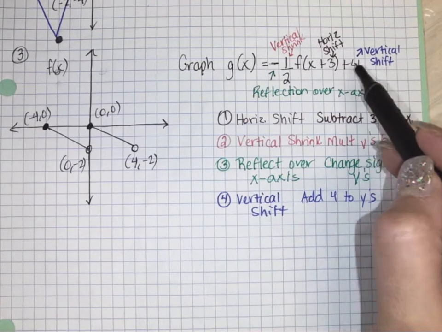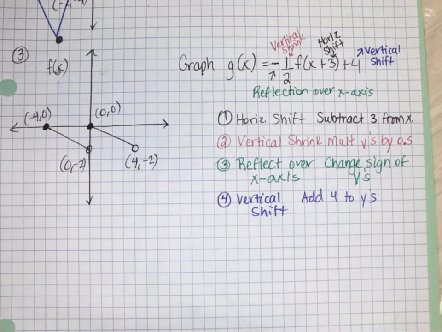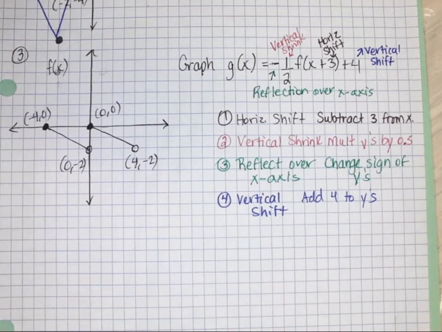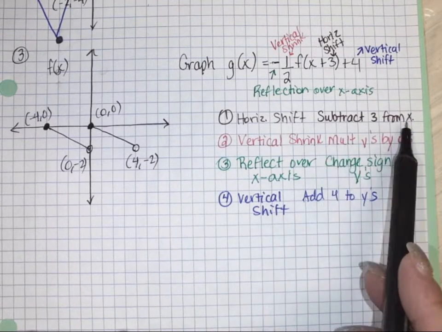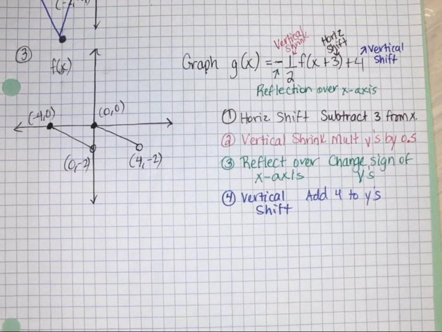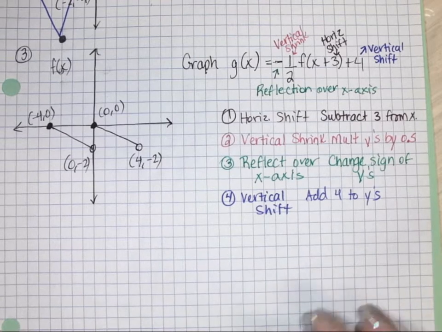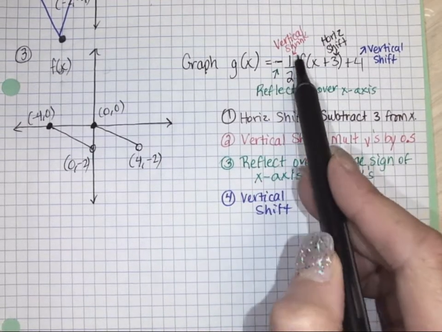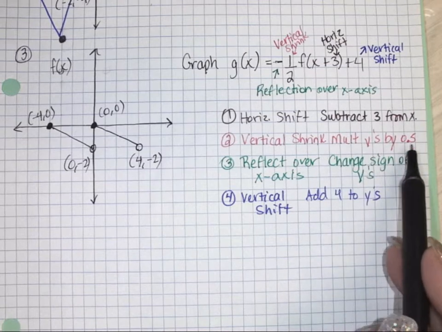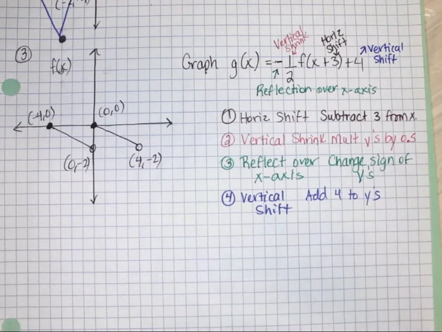Plus 4 at the end is a vertical shift. We're going to move our graph up 4 units. So if we go in order, we've got our horizontal shift that we're going to subtract 3 from the x. And then we do any stretches or shrinking. And the only one we have is a vertical shrink, and we're going to multiply our y's by 0.5, or take half of every y coordinate.